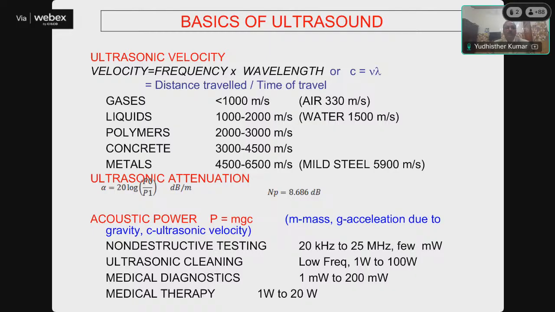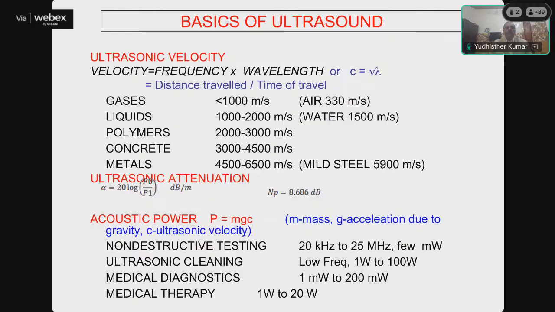And acoustic power can be derived by mgc. M is the mass of the transmitted signal, g is the acceleration due to gravity, and c is the ultrasonic velocity in that material. In non-destructive testing, usually we use 20 kilohertz to 25 megahertz frequency transducers with a few milliwatts, meaning low watts.